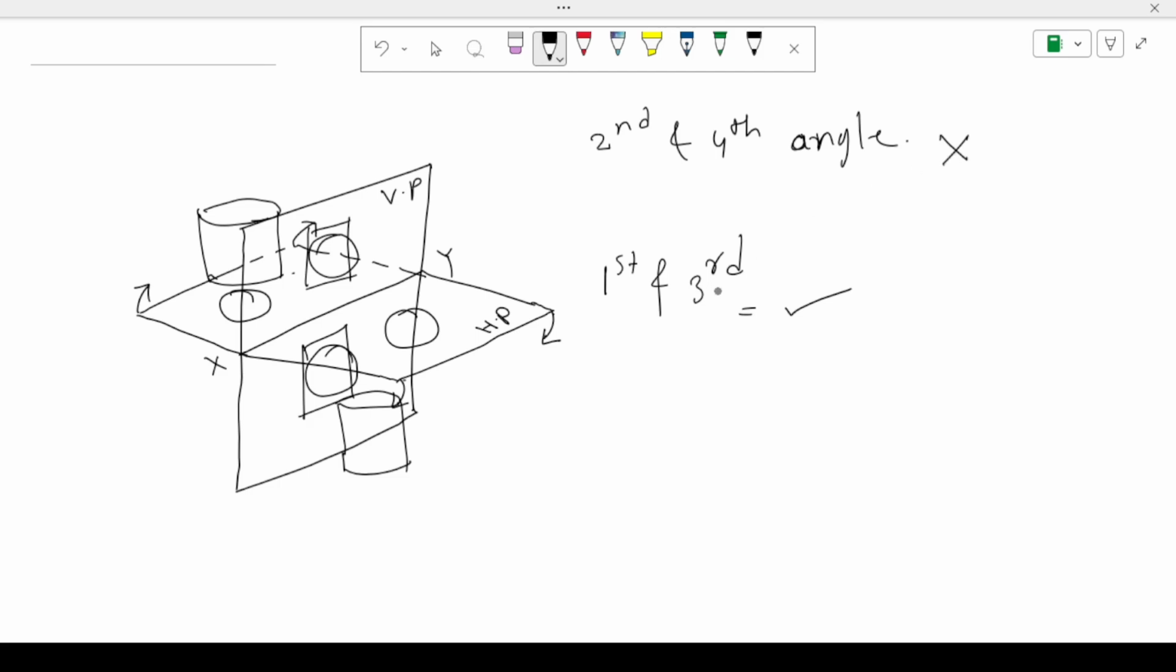So that's it for today's session. Hope you like this session, which helps to draw the orthographic projection. And from the next video, we will see the actual three-dimensional drawings being converted into the orthographic projection.